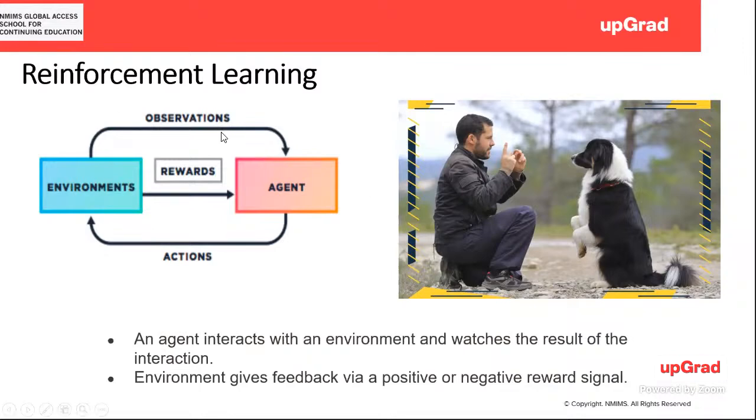Similarly, in an environment, agents perform some actions and they get some reward, right? They observe the environment, make decisions, and take their actions. So an agent interacts with an environment and watches the result of the interaction. The environment gives feedback via a positive or a negative reward. These kinds of learning are reinforcement learning, right?